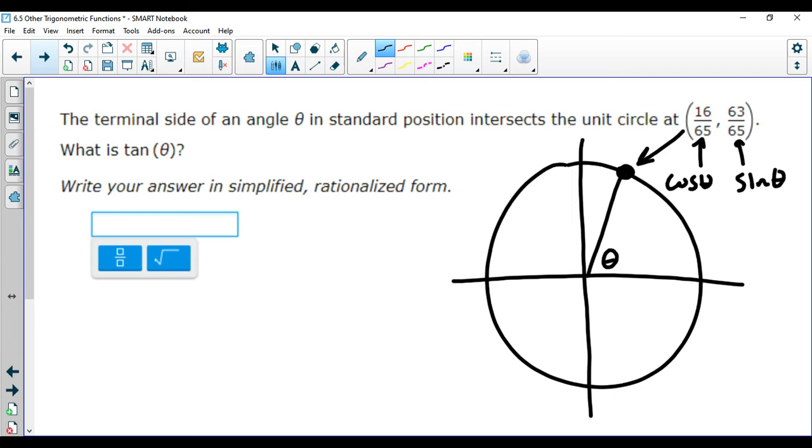And then I can go through and try to reason out what tangent of the angle is. So tangent of an angle, remember, is just going to be TOA, right, from what we talked about at the beginning, opposite over adjacent.